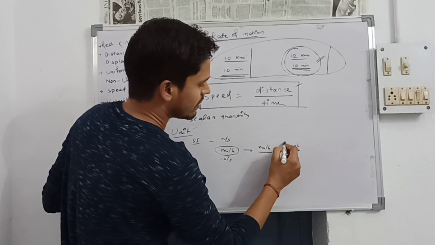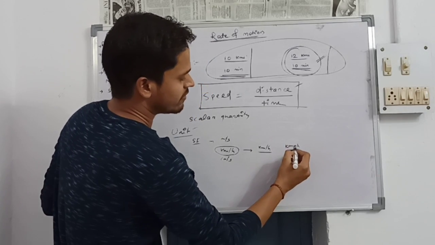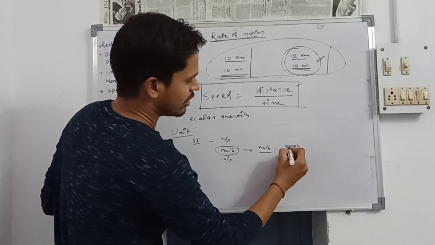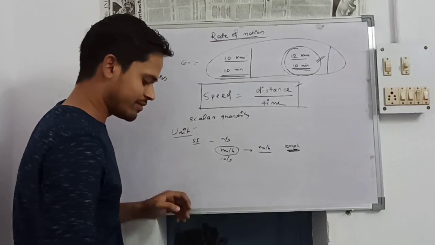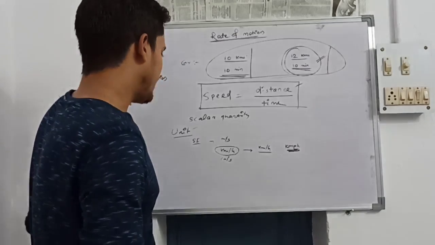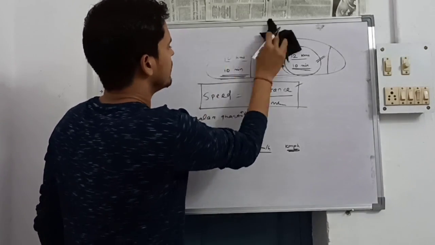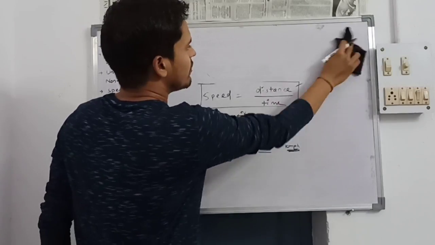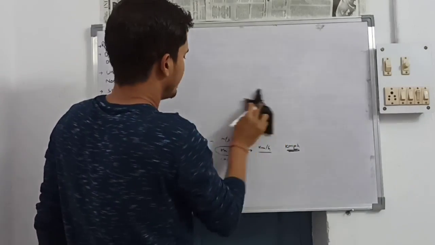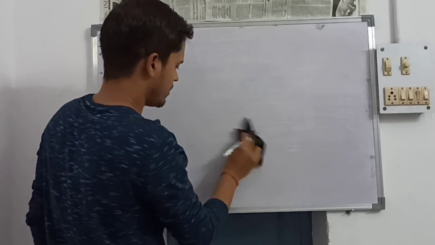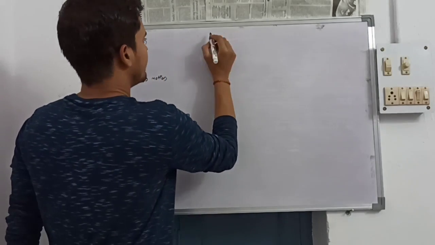This is kilometer per hour, P for per. That device is measuring speed. This is about speed. Clear about this? So this rate of motion we have already studied as speed. Next is average speed.